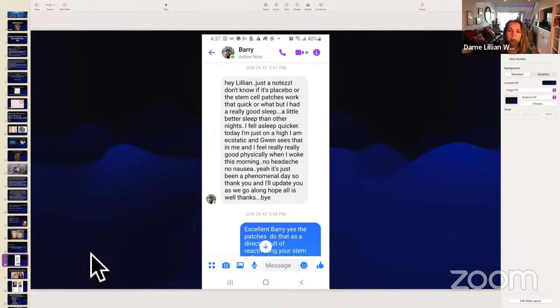It was early evening for him. The next day around 3 in the afternoon, you'll see 3:41 p.m., he sent me this text message through Facebook, and it says, hey, Lillian, just a note. Don't know if it's a placebo or the stem cell activation patches work that quickly or what. But I had really good sleep, a little better sleep than other nights. I fell asleep quicker. Today, I'm just on a high.